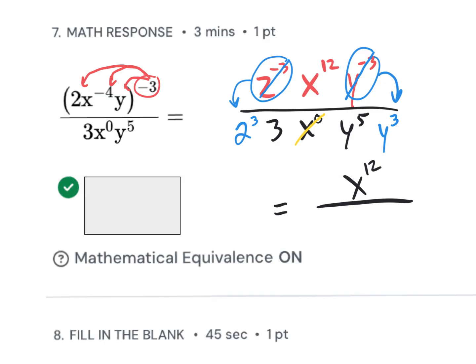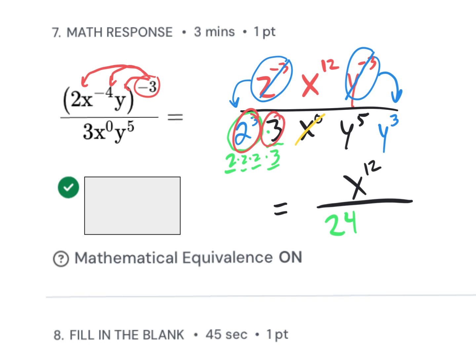On the bottom, what's left? Well, we still need to simplify. You see, what is 2 to the 3rd? That's really a 2 times 2 times 2. And then you got the times 3. So what is 2 times 2? That's 4. Times 2, that's 8. Times 3, that's 24 at the bottom. Or you could have also said that's 8, and 8 times 3 is 24, okay?